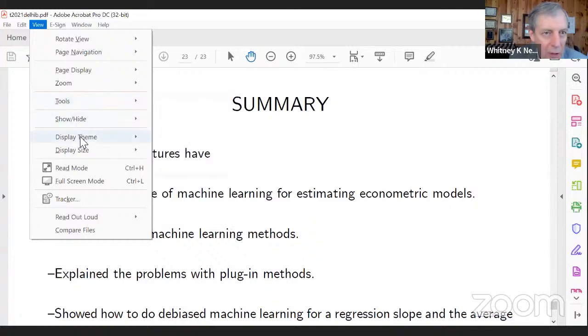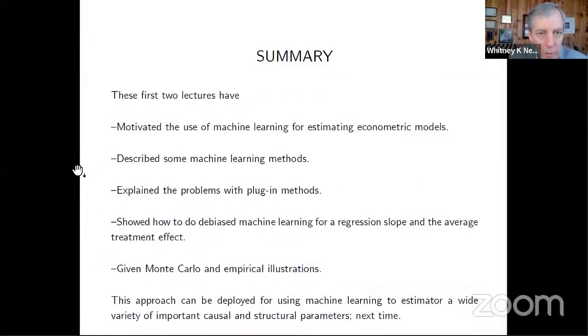Okay, so let's look at full view. View, full screen mode, there we go. Okay, so in the first two lectures, we've motivated the use of machine learning for estimating econometric models. We've described some machine learning methods. We've explained the problems with the plug-in. If you have a machine learning method, you can't just plug it into some formula and expect to get a good estimate. That doesn't work because of all the regularization and model selection. And then we've shown how to do debiased machine learning for regression slope and the average treatment effect.